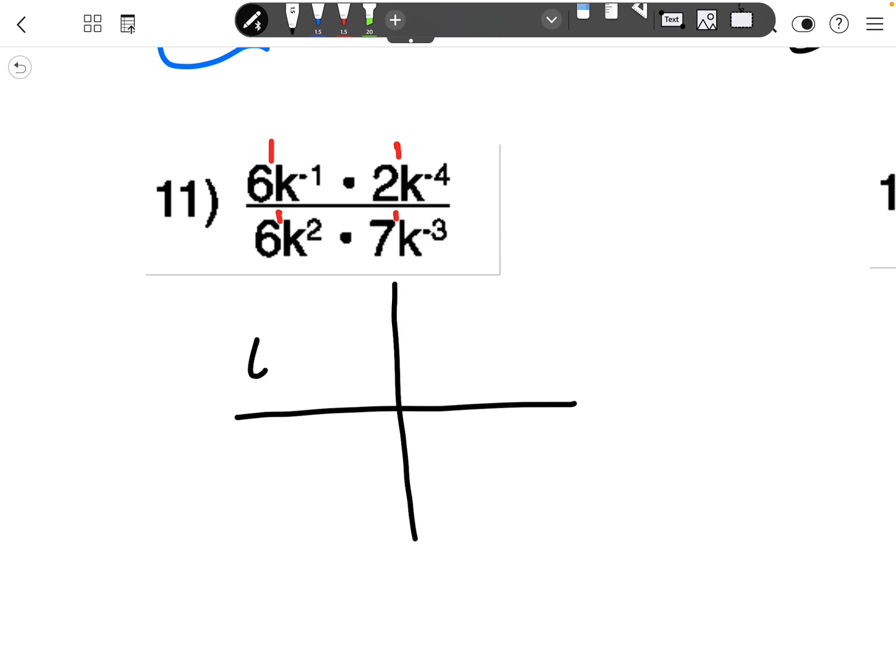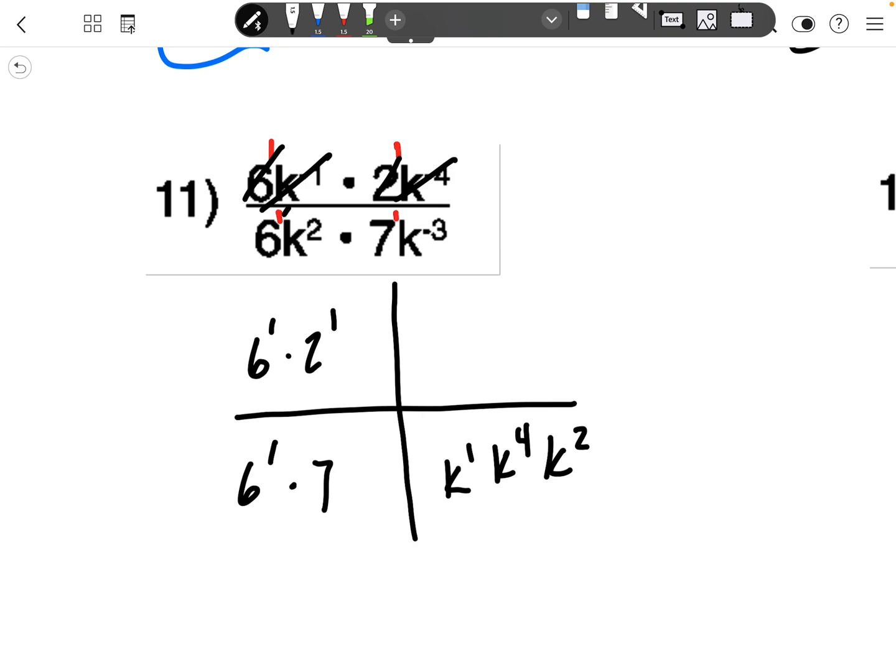So the 6 to the first power. K to the negative 1. Negative is on top, move to the bottom. K to the 1. 2 to the 1 stays. K to the negative 4, negative is on top, move to the bottom. 6. K squared is a positive exponent, so it stays where it's at. 7, and then K to the negative 3 on the bottom moves to the top. K to the third.